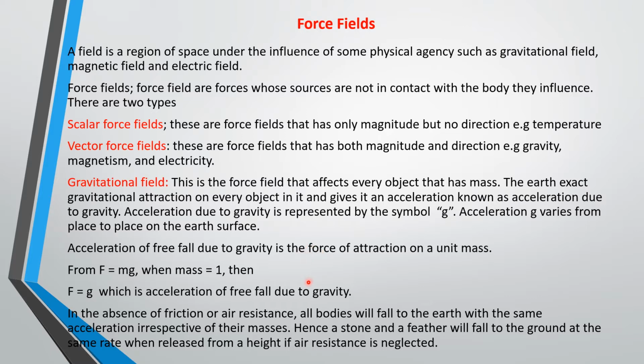So hence a stone, when it is released with a feather from the top of a tall building, the two will get to the ground at the same time if you neglect air resistance. But when there is air resistance, definitely the stone will get to the ground before the feather. Alright, so this is gravitational field.